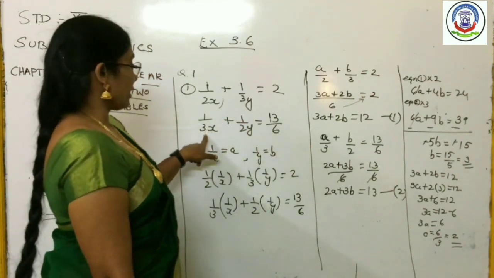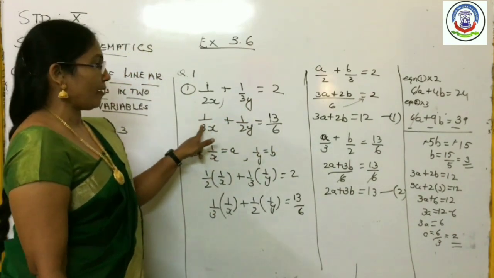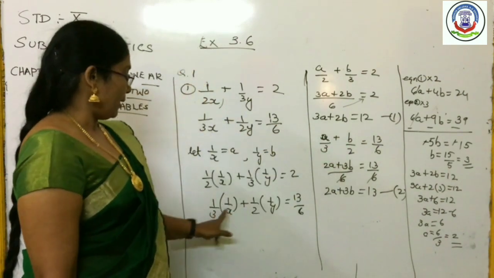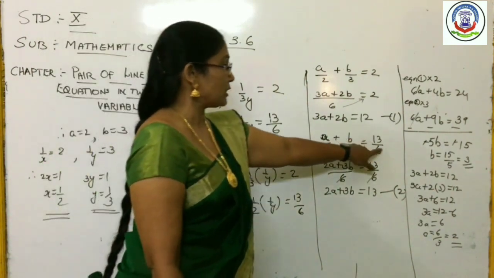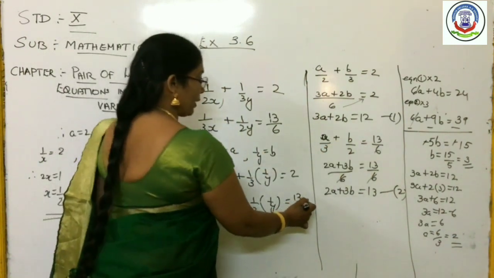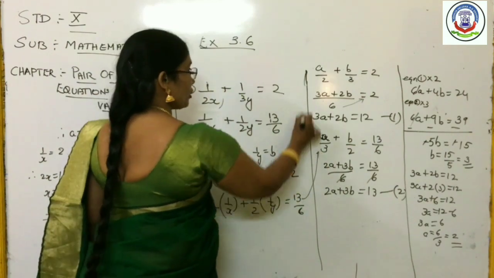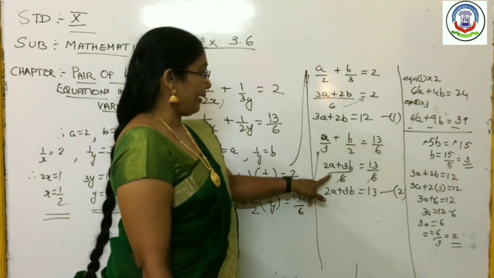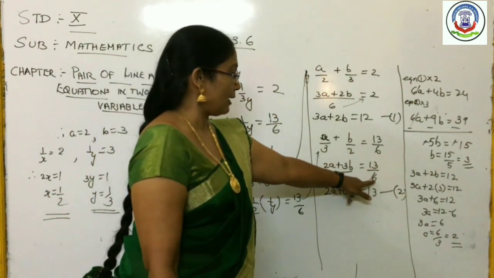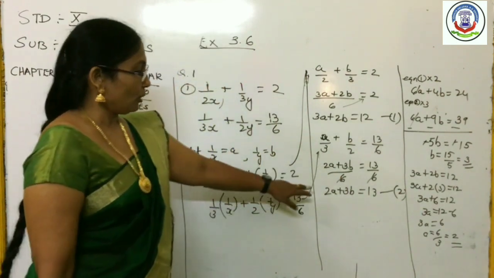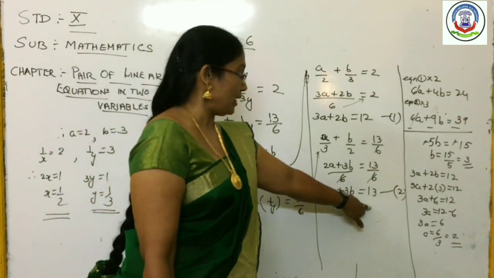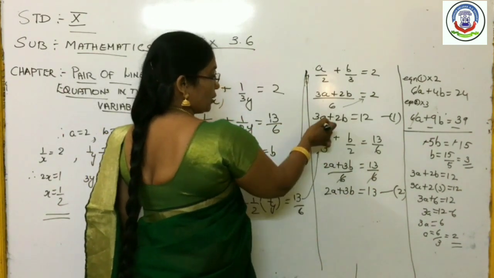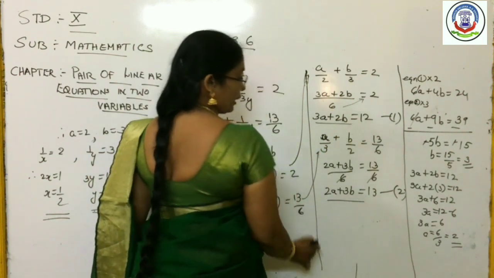Now the second equation, the same way. 1 by 3 into 1 by x, that is a by 3, plus b into 1 by 2, that is b by 2, is equal to 13 by 6. Again the LCM is 6, so you will get 2a plus 3b is equal to 13 by 6, and the 6 you can cancel. So you have the equation 2a plus 3b equal to 13. This is also a linear equation in two variables, and the first is also a linear equation in two variables.